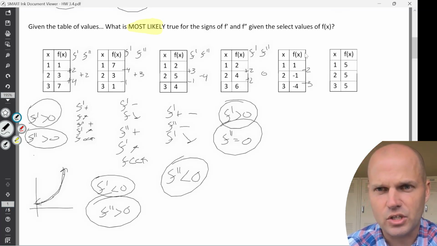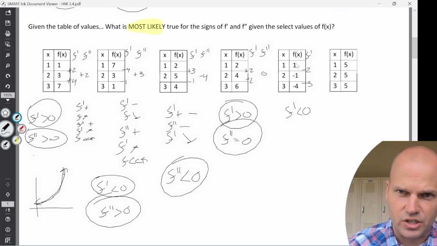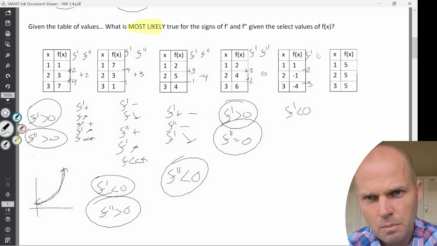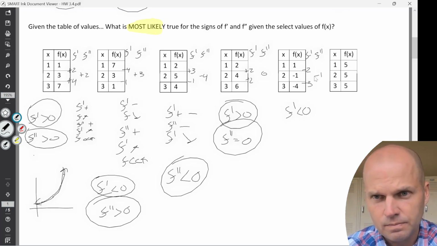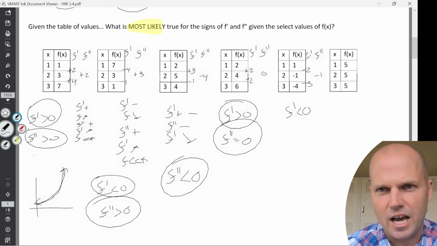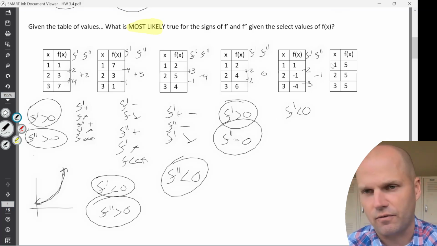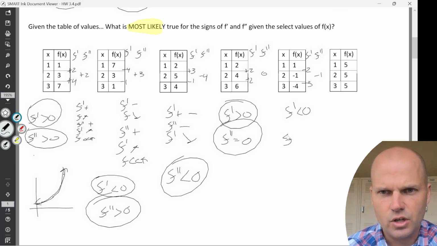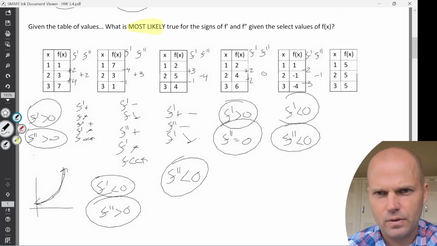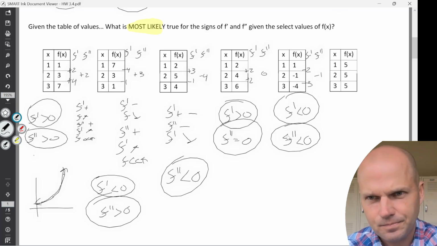I go -2, -3. My slopes are negative. So my function is decreasing, 1 to -1 to -4. But the slopes of my slopes are also negative. I'm concave down. My slope values are decreasing from -2 to -3. So my second derivative is negative, if you look at that.